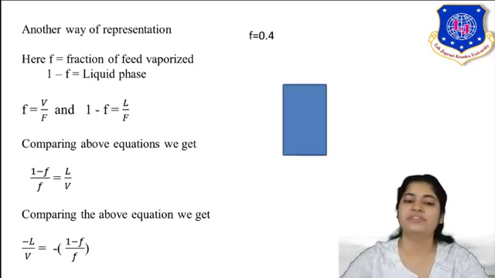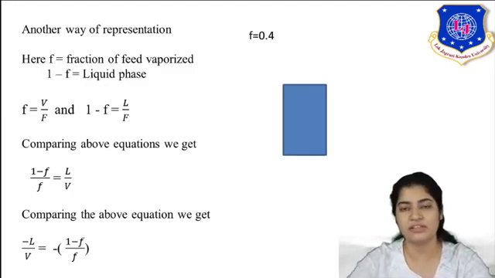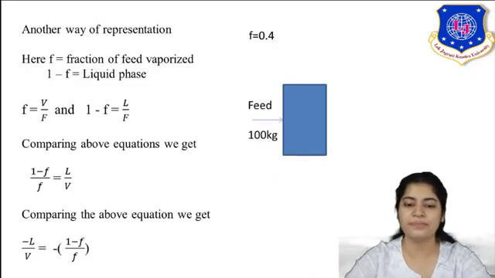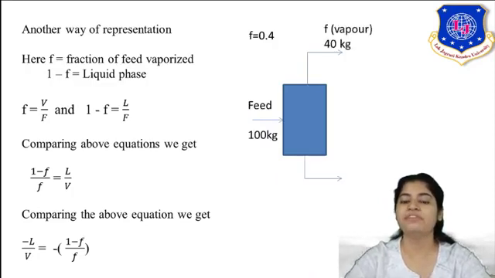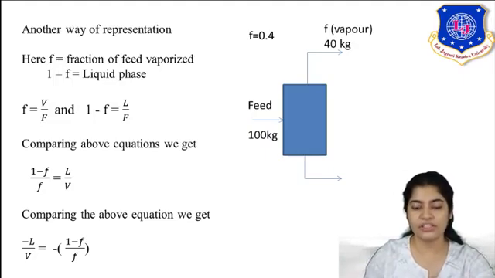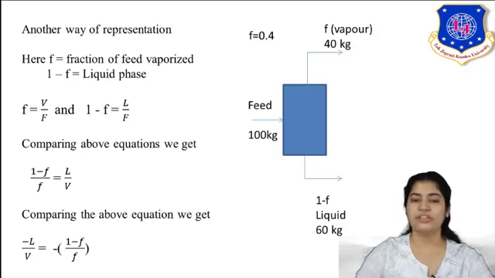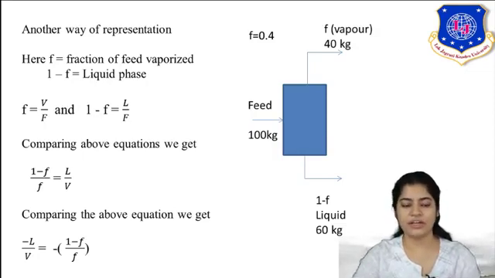We can take an example. Suppose f is given as 0.4. I am specifying that my fraction of feed vaporized is 0.4. This is my flash column. Suppose I am taking feed as 100 kg. So what would be my vapor? It is 40 kg. You can see how I got 40 kg: fraction of feed vaporized means 0.4 into 100, that is my 40 kg vapor. Remaining liquid phase is 1 minus f, hence 60 kg. So that is another way you represent it.